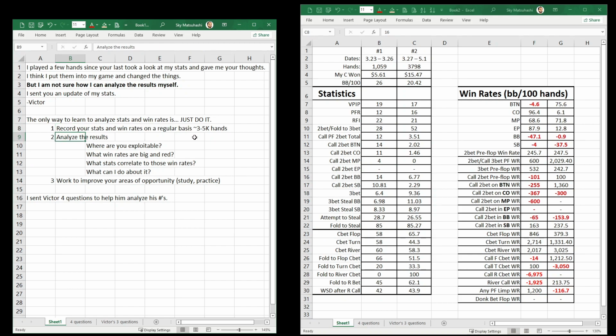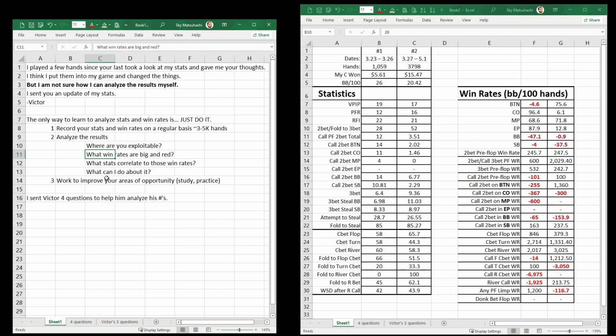The second step is analyze the results. So when you're looking at different numbers, you want to ask yourself questions based on these numbers. Some questions like, where are you exploitable? If my opponent saw these numbers, if he saw this number, what could he do about that? That's going to clue you in on your tendencies, but also areas where you probably need to focus some of your learning to improve your strategy so you're not as exploitable.